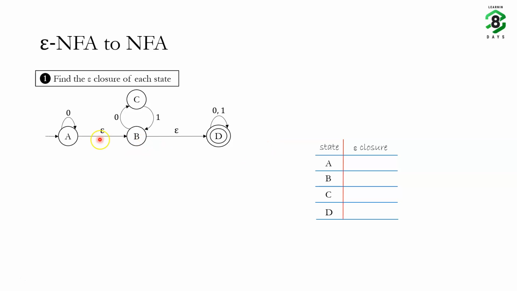So what is the Epsilon closure of state A? It will be state A itself and then state B and state D. So Epsilon closure of state A will be states A, B and D. What is the Epsilon closure of state B? It will be state B itself and state D. Epsilon closure of state C contains only state C because there is no Epsilon transition from this state. And Epsilon closure of state D also contains only state D. So these are the Epsilon closures of states A, B, C and D.